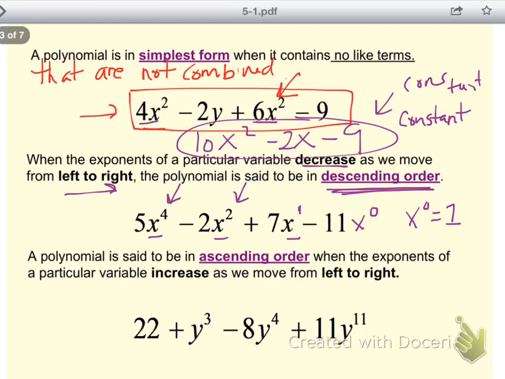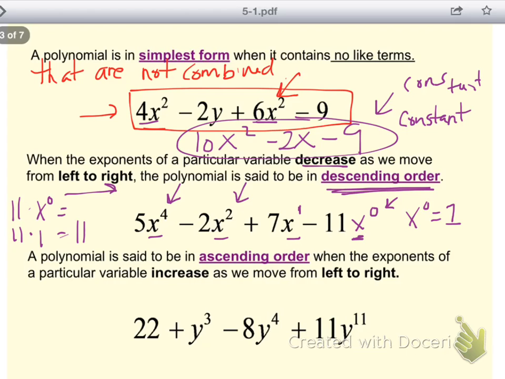So I can write 11 times x to the 0 power. That's the same as 11, because that's the same as 11 times 1, which is 11. So a constant, you can rewrite it with a variable term, but the variable term is going to be to the 0 power. We don't often write it in this form because it's not advantageous for us to do it, but just remember that you can do it if you need to.